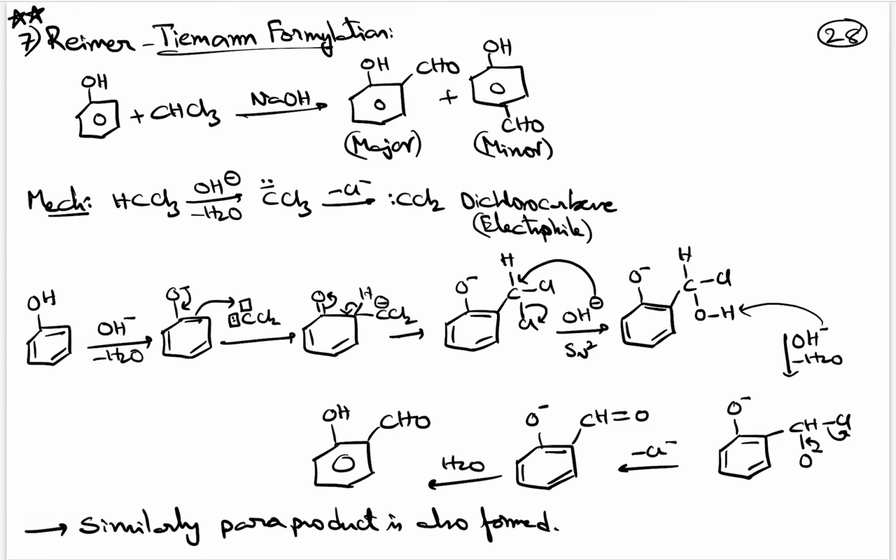Then Reimer-Tiemann formylation reaction. Phenol on reaction with chloroform in presence of NaOH followed by acidification will give salicylaldehyde as the major product due to intramolecular hydrogen bonding, and para product also will be formed but in minor quantity. So if you see the mechanism of this reaction, chloroform has an acidic hydrogen. This acidic hydrogen will be taken by OH minus base and goes out as a water molecule and forms a carbanion. Now from this carbanion, one of the chlorine atoms eliminates out, so you will be getting a dichlorocarbene electrophile.